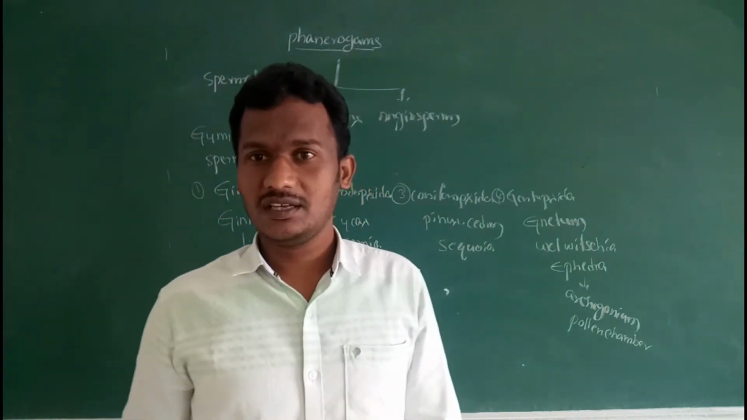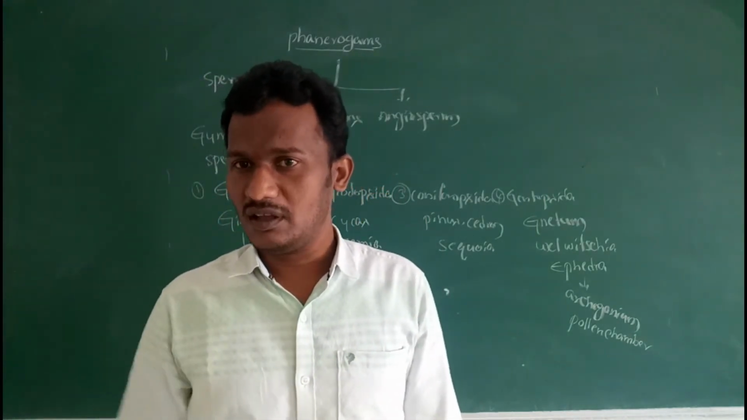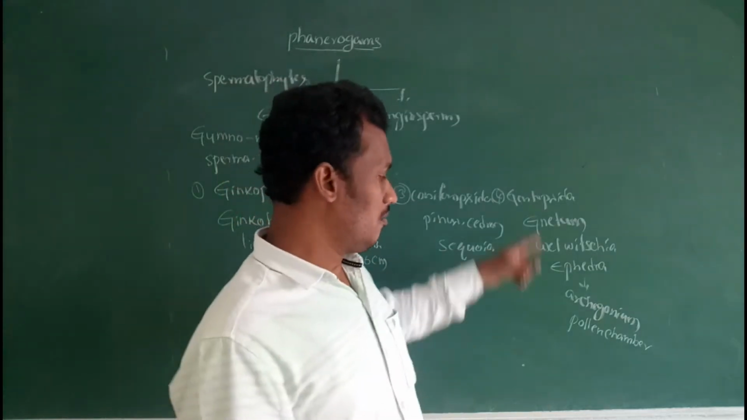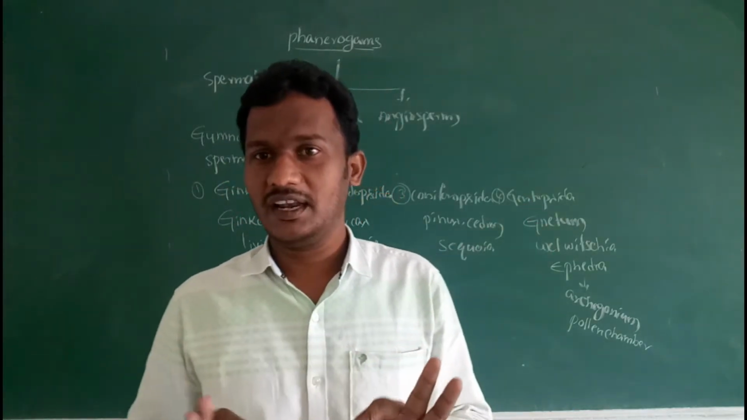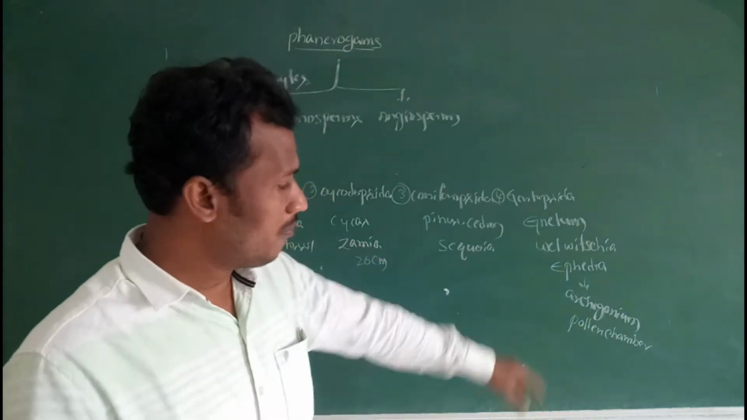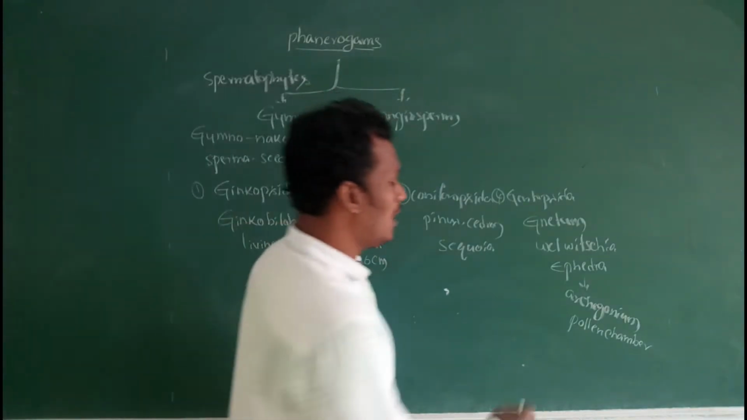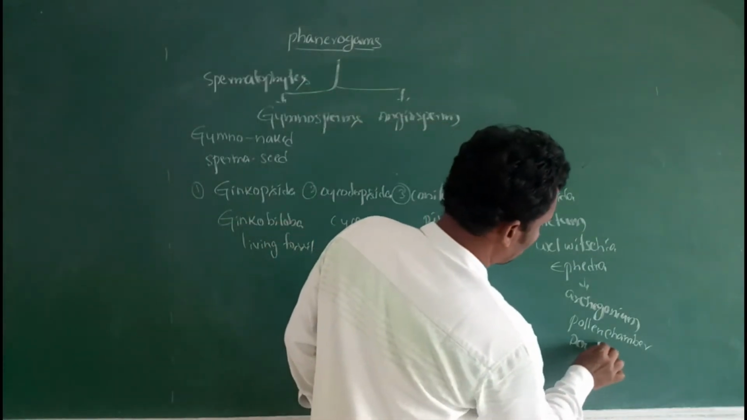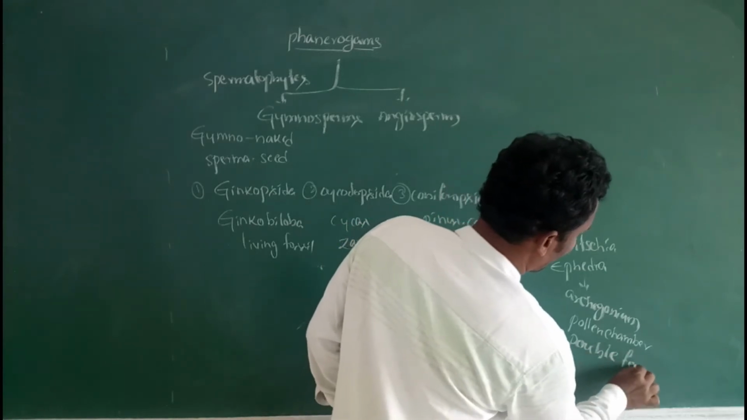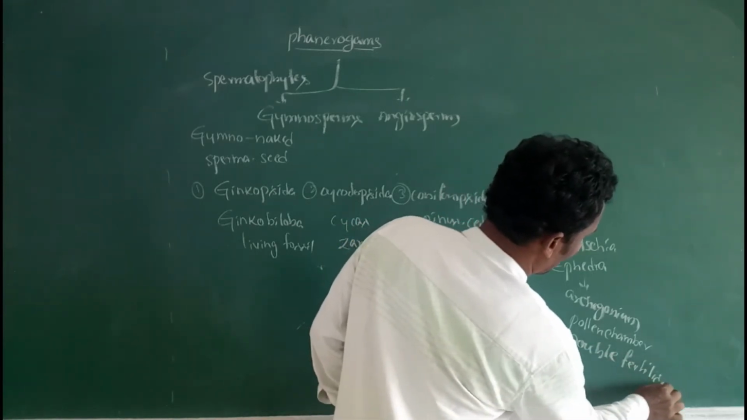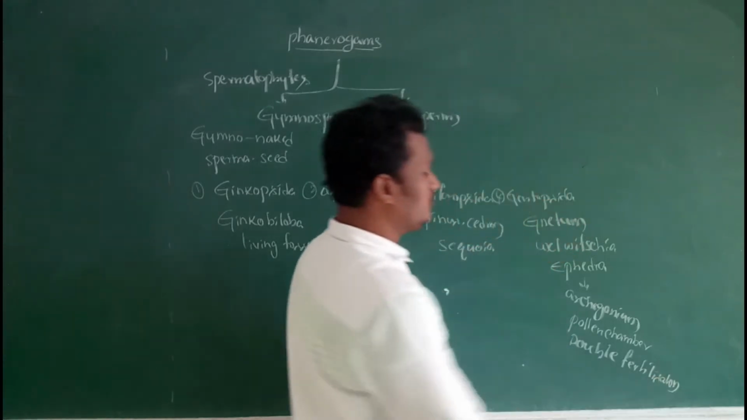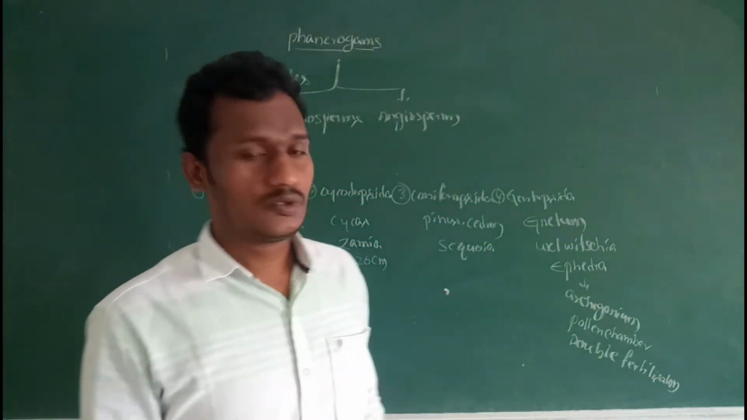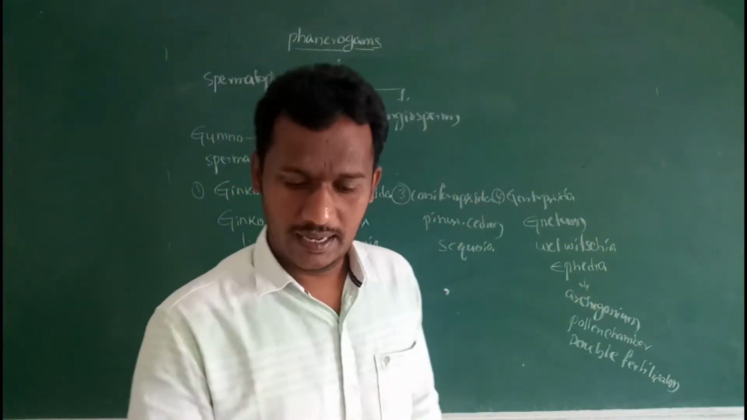Double fertilization is a characteristic feature of angiosperms, but in gymnosperms double fertilization is absent. But Ephedra shows double fertilization.